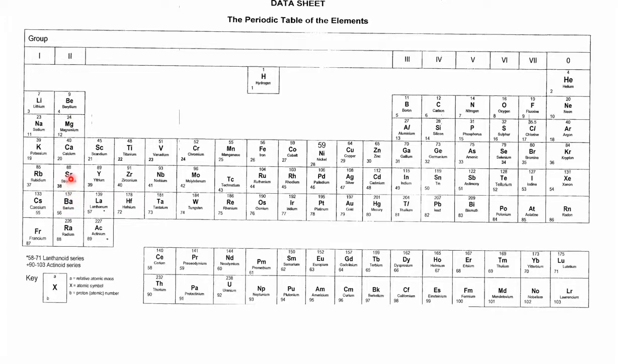So the properties of group 2 elements and group 1 elements, especially the physical properties, are close. They're not that different, and even the chemical behavior is not that different. The main difference is these group 2 elements have 2 electrons in the outermost shell, while these ones have 1 electron in the outermost shell. So that's the main difference, but otherwise the behavior is nearly the same, as you're going to see.